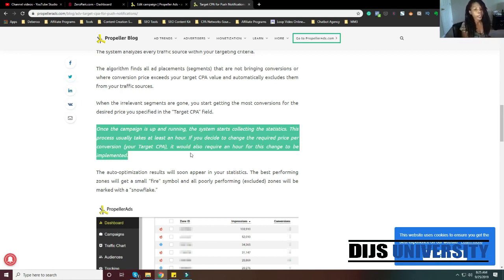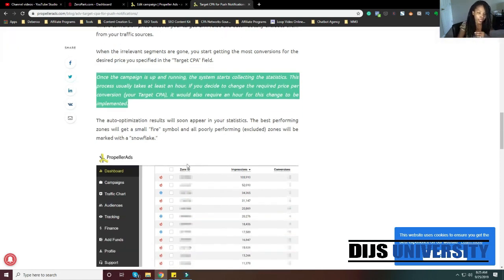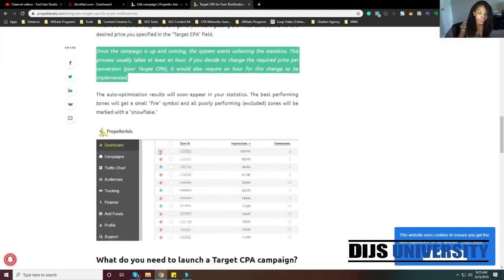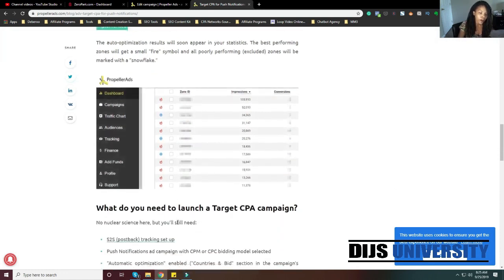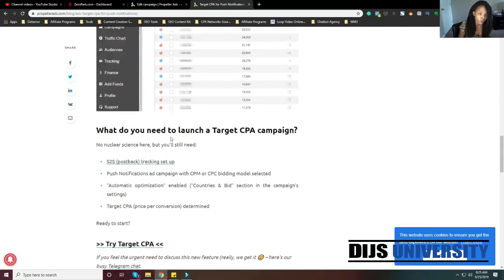So once the campaign is up and running, it's going to start collecting stats, and it's going to take about an hour to give you some feedback about your campaign. And you can change your CPA amount as you're running your campaign. So whenever you're looking at your dashboard, you will get some symbols right here where there's a small fire or a small snowflake, depending on the activity on that particular zone.